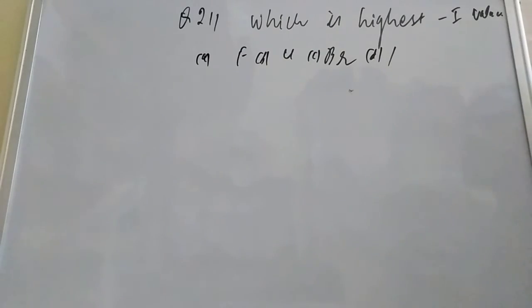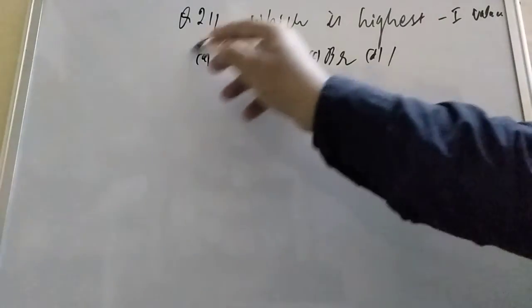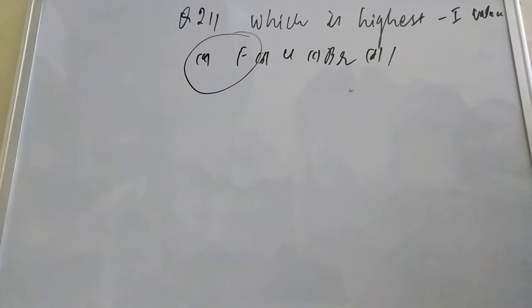Minus I value means how easily the electron-withdrawing group will attract the electron, students. That is fluorine, which will be our answer. So this is how we can determine the acidic strength and basic strength of any acid with the help of the electronegativity difference. This is all about today's class.